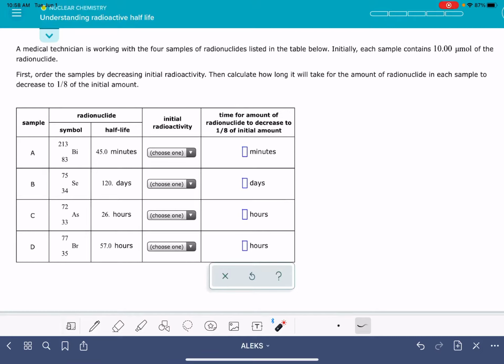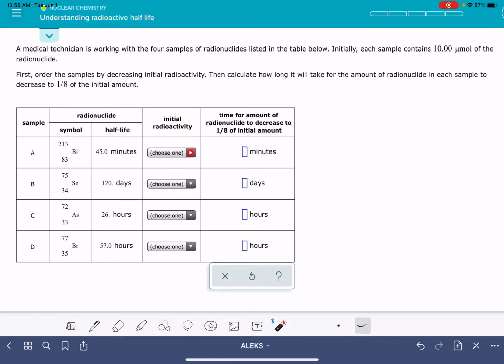In this video, I'll show you how to solve the ALEKS problem called Understanding Radioactive Half-Life. This problem is giving us 4 different samples, A, B, C, D, and it's asking us 2 questions about the samples. We're just going to focus on this one first. This is asking us to rank these substances in order of initial radioactivity.